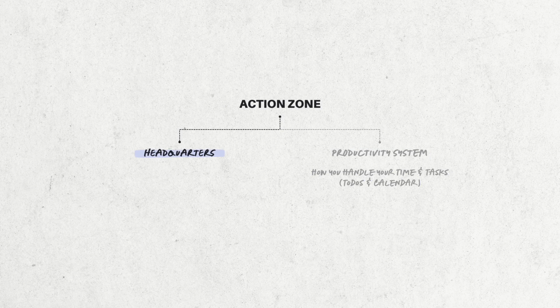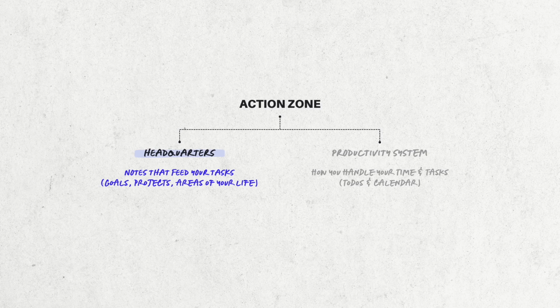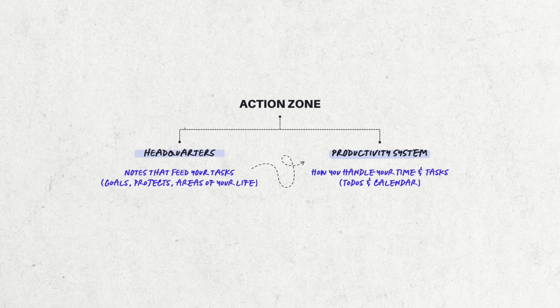And then there's the information that feeds those tasks. So for example, the goals that you have and the breakdown of each of those goals, the projects that you're working on and all the steps that involve completing those projects. All of these notes regarding the things that you're taking action on are part of this action zone, and I call those specifically my headquarters. The idea of this is that you're going to rely on your notes that are inside your headquarters to inform what it is that you need to do, and therefore what goes into your task management, calendar management, productivity system. So let's hop onto my computer and let me walk you through that.